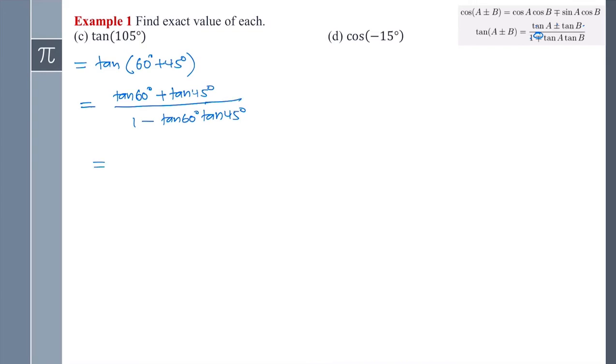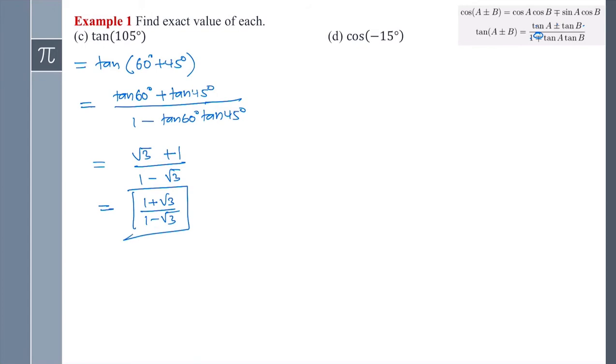And then tangent 60 degrees is the square root of 3, so we have 1 plus the square root of 3 over 1 minus the square root of 3 times 1. So we can rewrite this as 1 plus the square root of 3 over 1 minus the square root of 3. And let's just leave it here. This is the exact value.